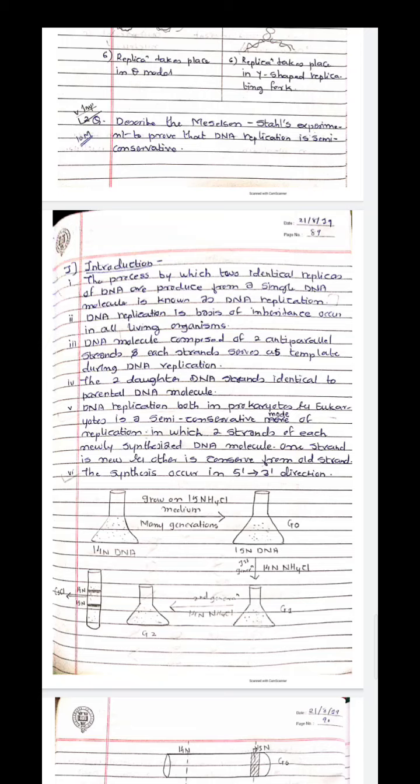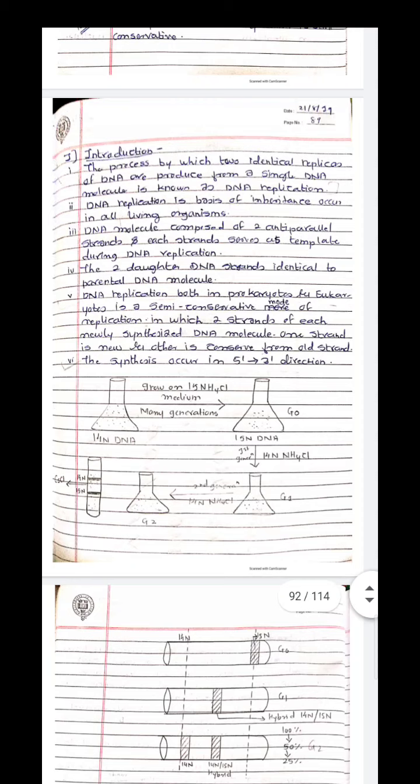Next, we move toward the actual experiment performed by the scientists Meselson and Stahl. This is the diagrammatic representation of the experiment. They grew the E. coli bacteria on a medium that contains 15N, that is 15N isotope of ammonium chloride medium, and in this medium, after many generations, these E. coli are converted to 15N DNA.